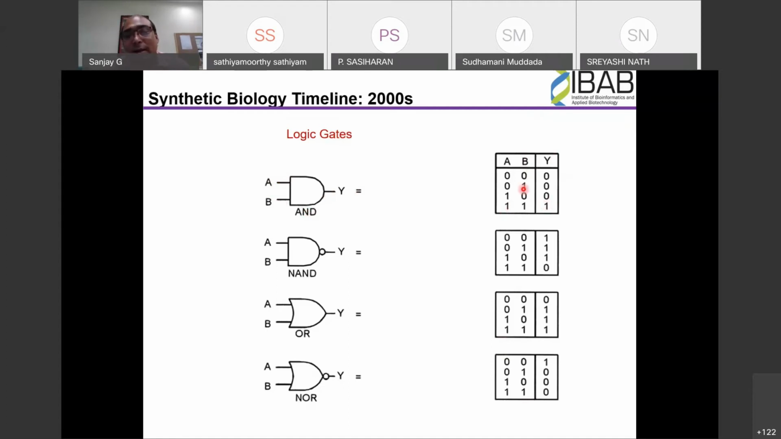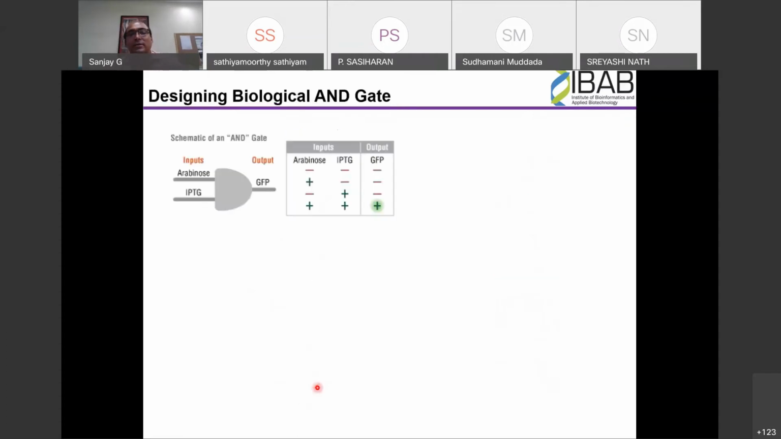0 or 1. NAND is like a not-AND gate, so it's just the opposite of this. If both are there, the output is off, but otherwise, the output is on. So this is the output we are looking at. OR means if either of them is there, the gene is on. If both are there, then it is also on. But no input, no output, right? So that is the principle of these switches. I will now describe what has already been done in terms of how to design such gates in biology, because these are important to control the cell in a synthetic manner.